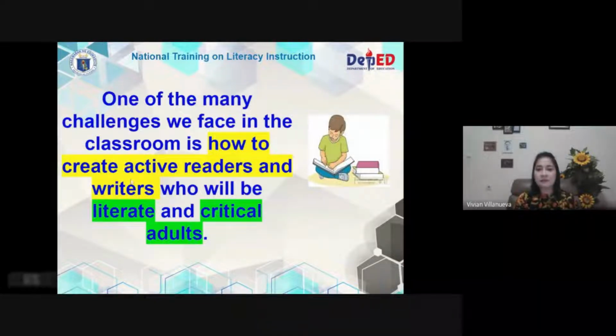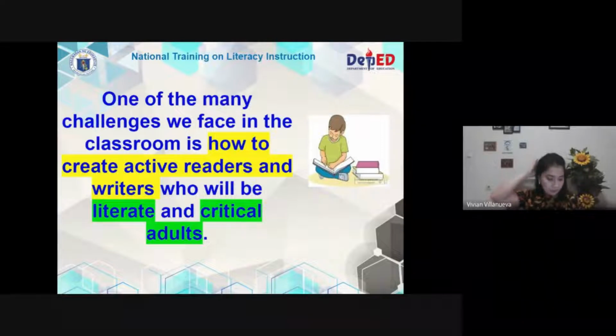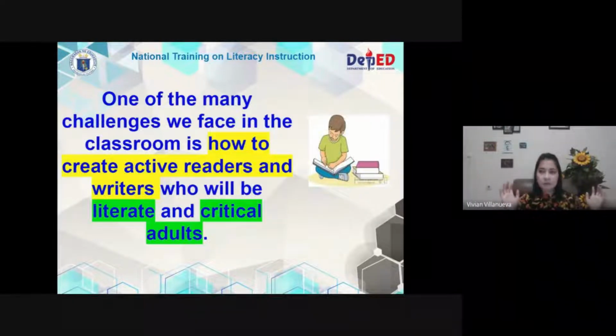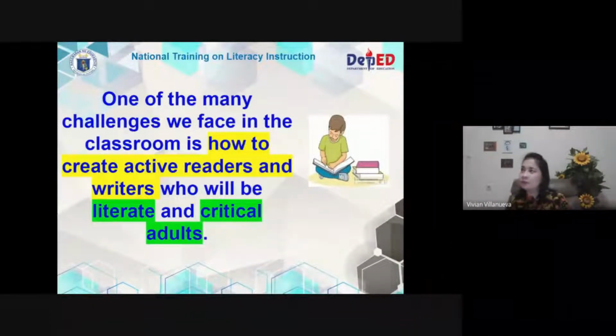One of the many challenges we face in classroom is how to create active readers and writers who will be literate and critical adults. See, Ma'am Ruby was really in full attention of giving details and trying to analyze the evidences that were presented in the video. With the activities that I gave you a while ago with the videos, I'm sure you've gotten some. I want you to reflect on those. What did Teacher Vivian do to us that I can also apply in my classroom?